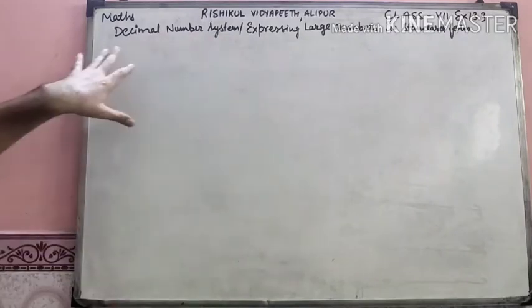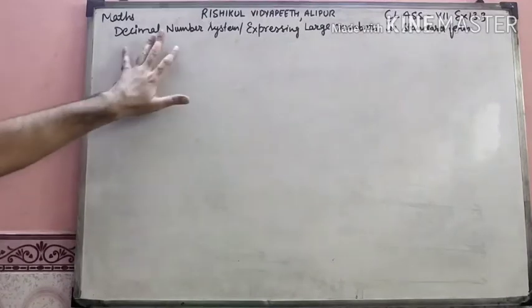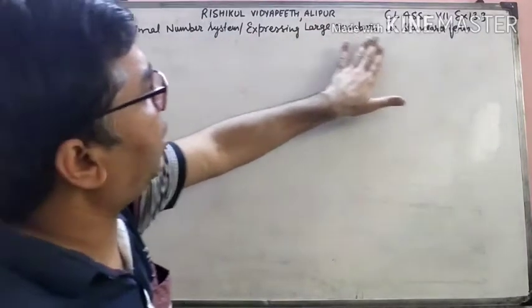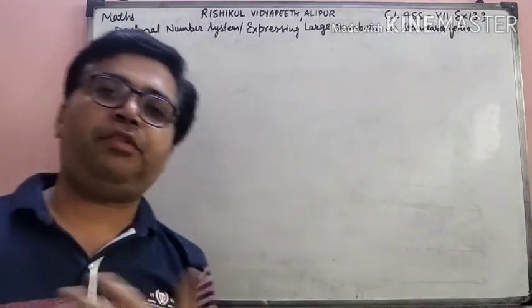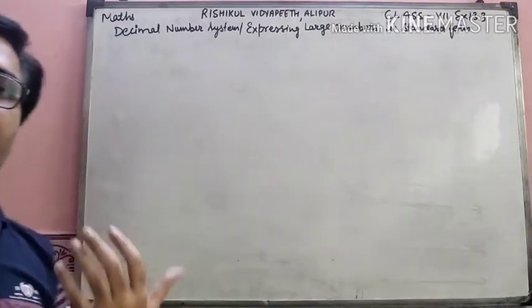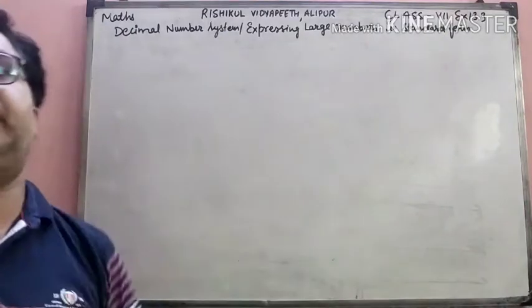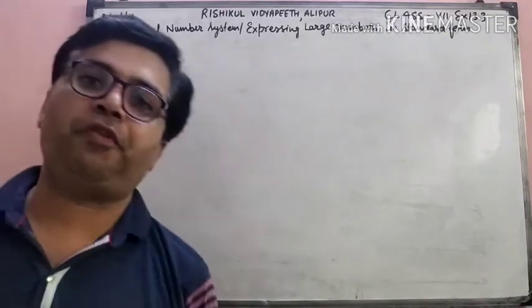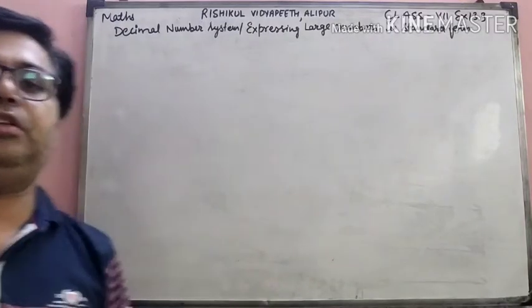So what is the use of learning this chapter? The decimal number system, or expressing large numbers in standard form. As I already told you, whatever you are learning, you will get more and more of it in your higher classes. When you go for physics, etc., you have to solve numericals in mathematics on large numbers.